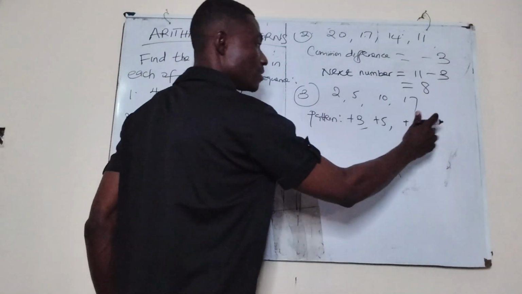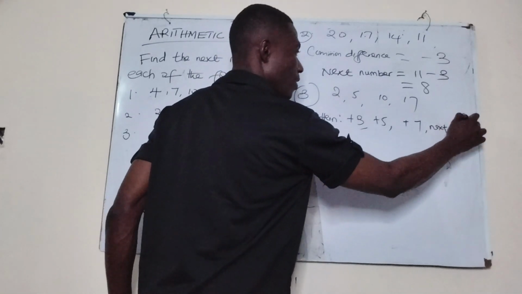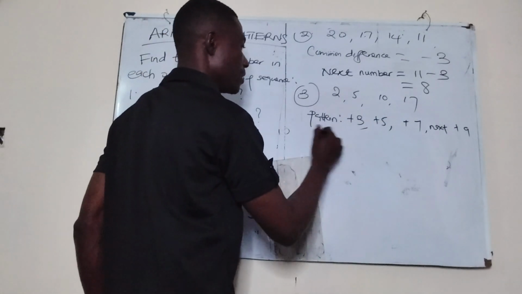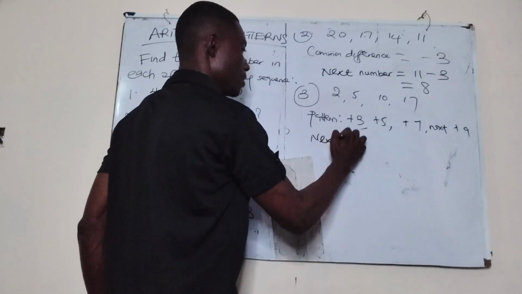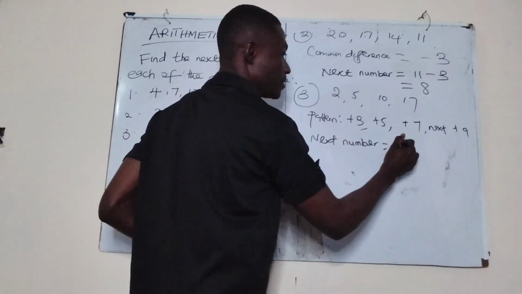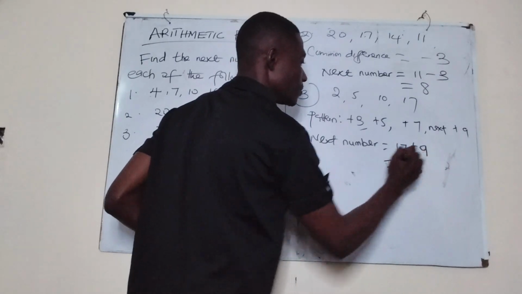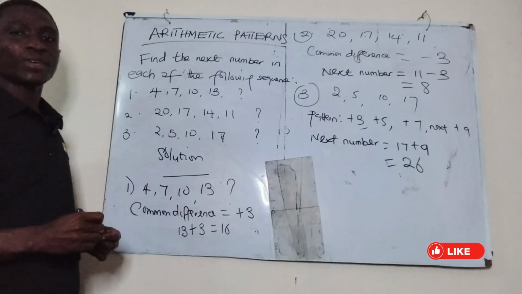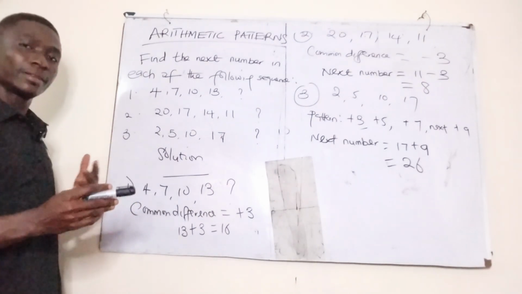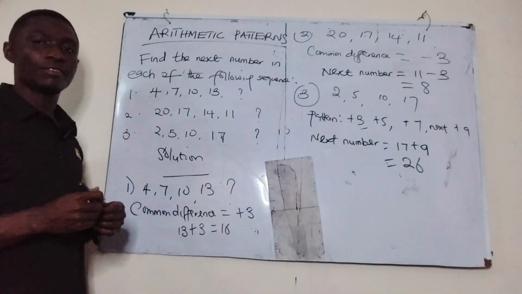So the next one should be plus 9. If this is plus 3, plus 5, plus 7, the next number should be our last, 17, plus 9, and that should give us 26. So we can clearly see that sequences teach us just to think about the next number, bearing in mind that it could be a common difference, or it could just be a pattern that is involved.